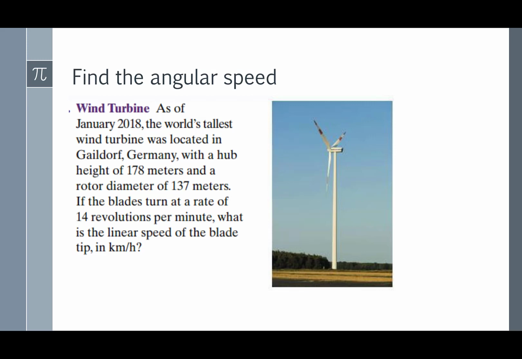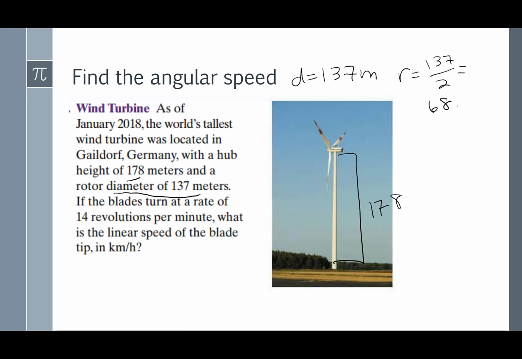All right, so a lot of things here. First, this height, 178, does not matter. We're not going to use that, so it's just a fun fact. Then it says diameter is 137. So if the diameter is 137, and that was in meters, we have to find the radius by dividing by 2. So 137 over 2 gives us 68.5. And remember, it's still going to be in meters. So now we have the radius.